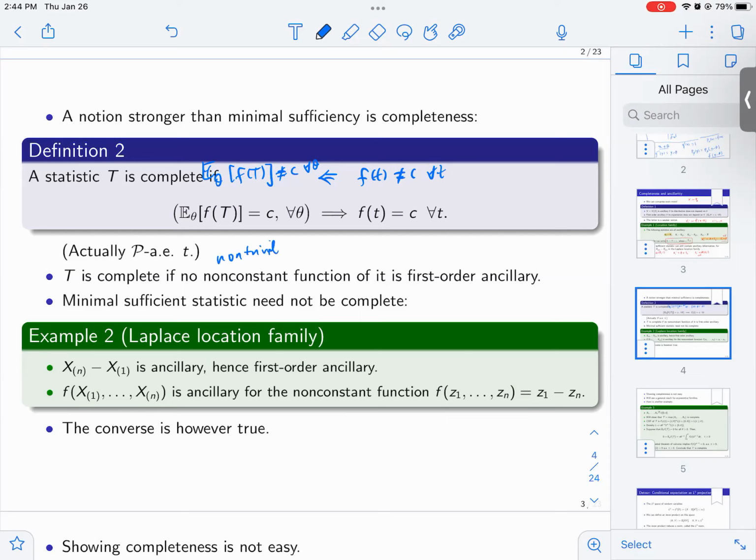Non-trivial is ambiguous, but it's easier to say non-constant. If I find a non-trivial genuine function of this statistic such that it's first order ancillary, then it's not going to be complete.